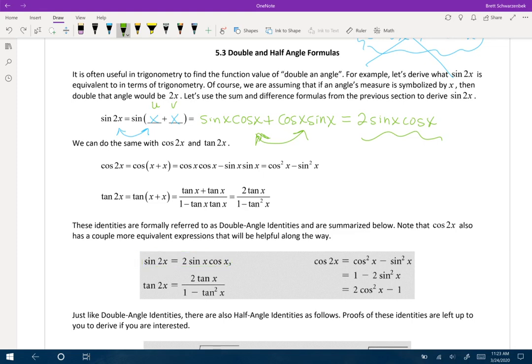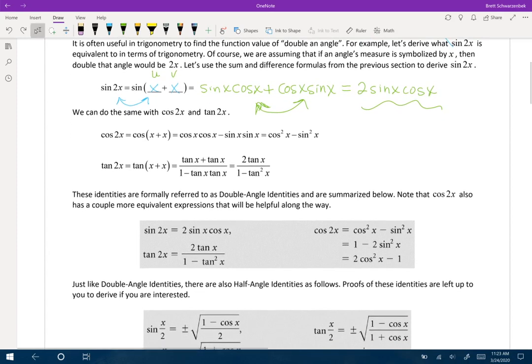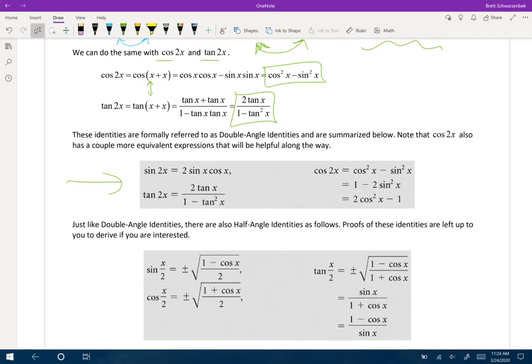Okay, you can also do the same thing for all the other formulas. For cosine 2x and tangent 2x, you can change them into cosine and tangent of a sum, which is here and here. And then if you do the same concept and work out the formulas, you're going to end up with the formulas for cosine 2x and tangent 2x. They are located here, and you will be applying them in example problems.